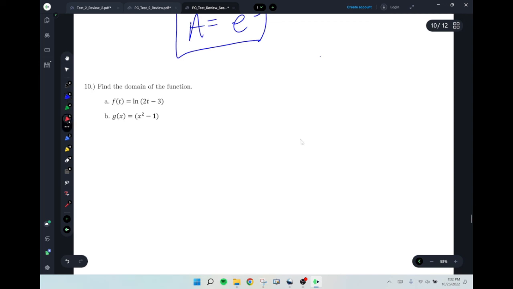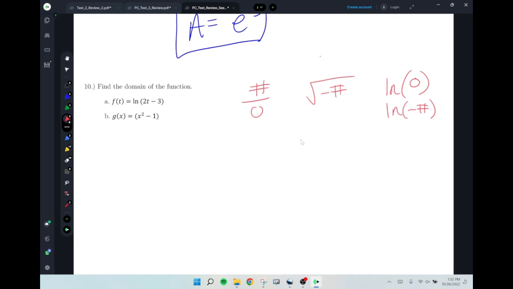Three things that make the domain bad. They never change. We say them all the time. Negative radical. One over 0, or a number over 0. A negative number under the radical. Log 0, less than... ln of 0 or ln of a negative number, right? Those are the three things.